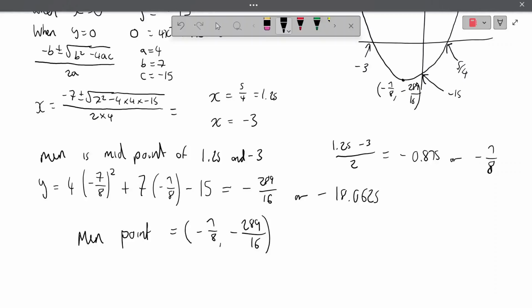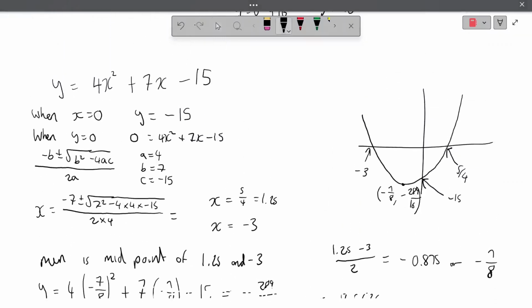And again, you could have used completing the square. You could have used differentiation to find the minimum point. Both are perfectly fine. They don't really care as long as you get the answer and you've sketched it correctly, with the minimum on the negative side of x in this case.